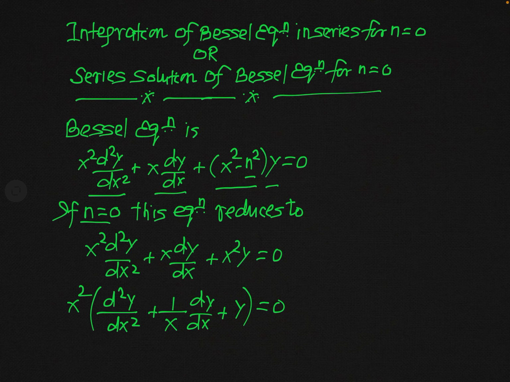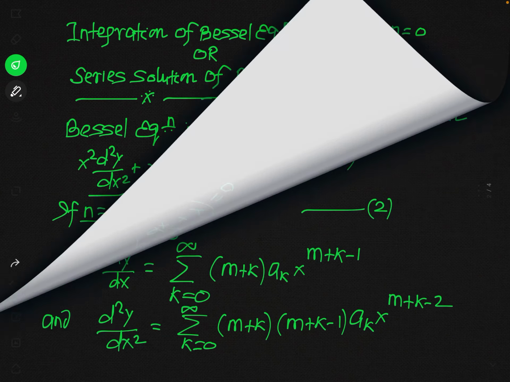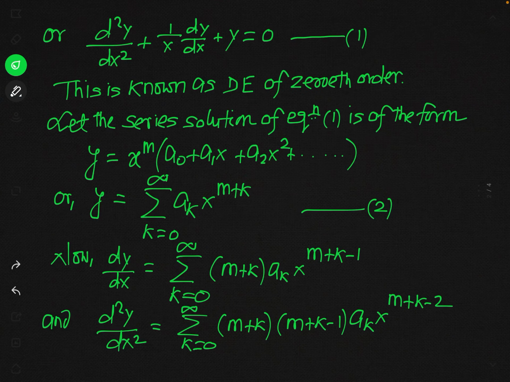If you put n equal to 0, you can easily see the equation is transformed into x squared d2y by dx squared plus x dy by dx plus x squared y equal to 0. And if we take x squared as a common factor, the equation will be d2y by dx squared plus 1 over x dy by dx plus y equal to 0. So this is the Bessel equation when we have taken n equal to 0.